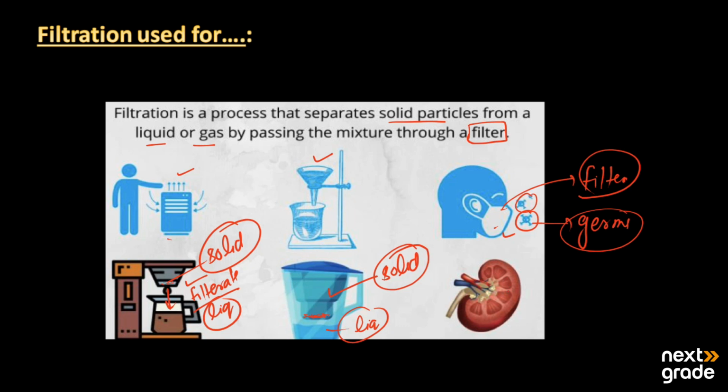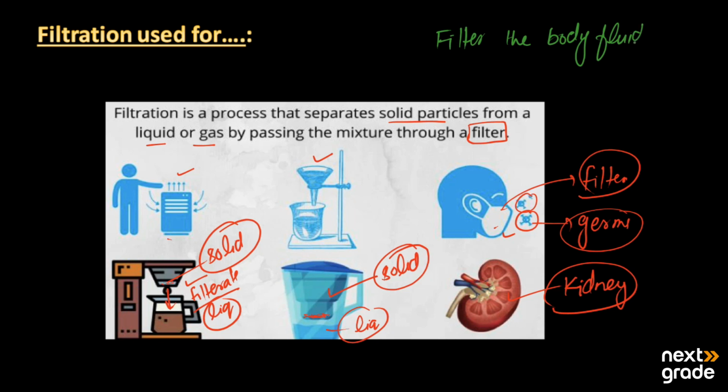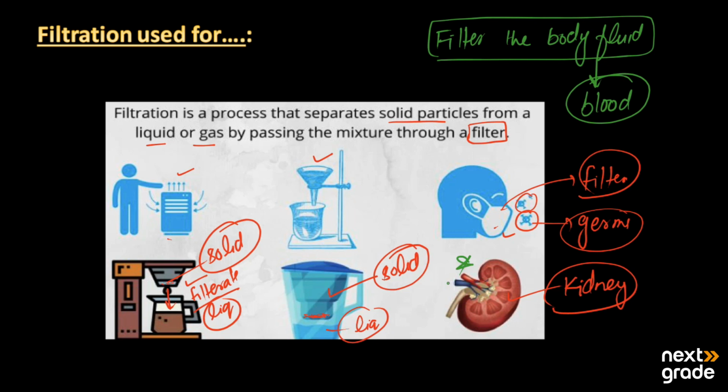At the end, we have here the picture of the kidney. It is the main example of filtration. The main function of the kidney is to filter the body fluid. Body fluid means it needs to filter the blood. It is the main example of the filtration process that has been placed by God in the body of human beings.